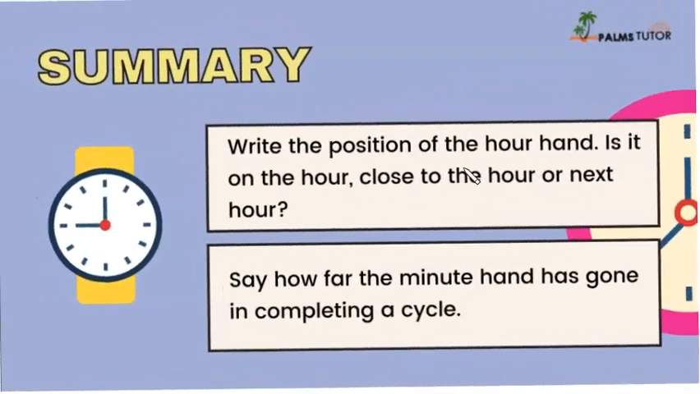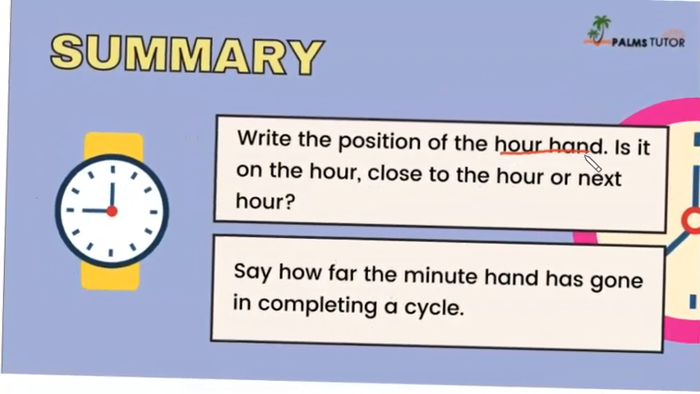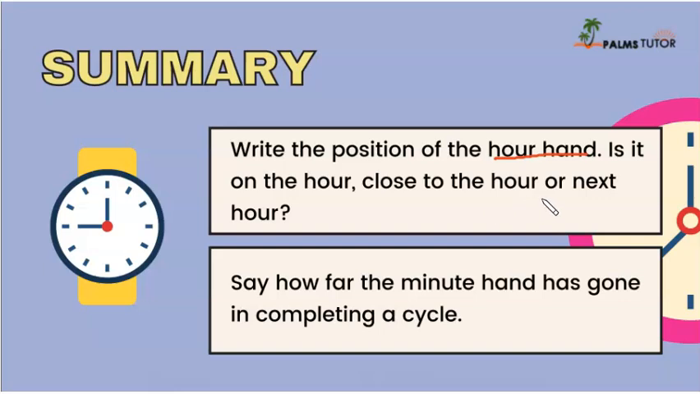You look at the short hand. That's the position of the hour hand, right? And then, is it on the hour? Is it close to the hour, or is it close to the next hour, right? And that will tell you, when you look at the minute hand, how far it has gone in completing the cycle. Okay, so if the hour hand, for instance, is closer to the next hour, you already know that, oh, it should be past this half side.